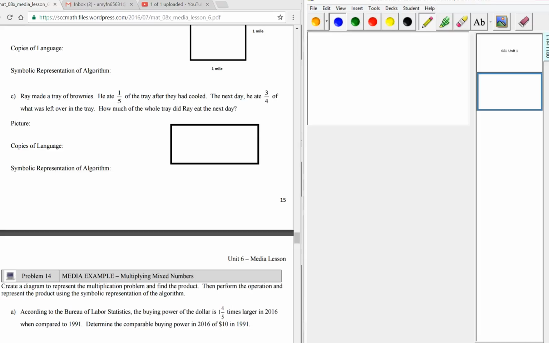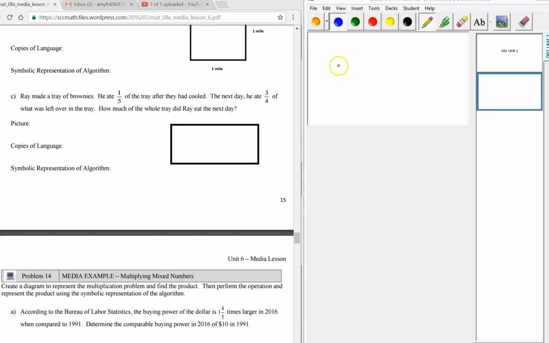Let's continue multiplying fractions. So problem C is another great problem to do in class. Ray made a tray of brownies. He ate 1/5 of the tray after they had cooled. The next day he ate 3/4 of what was left over in the tray. How much of the whole tray did Ray eat the next day?